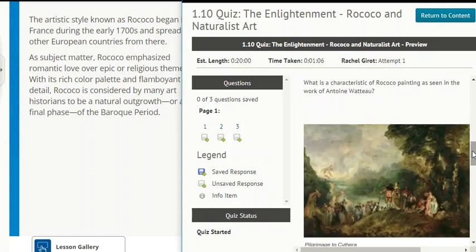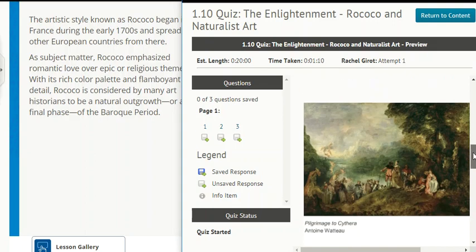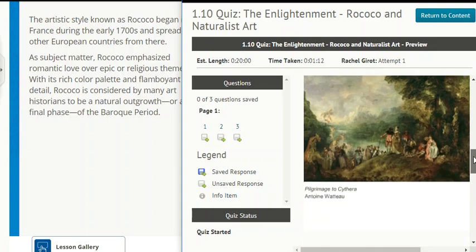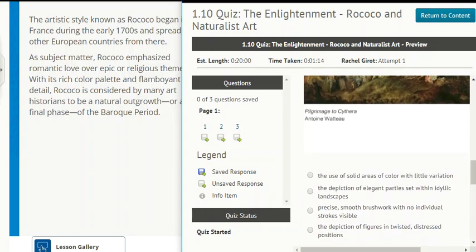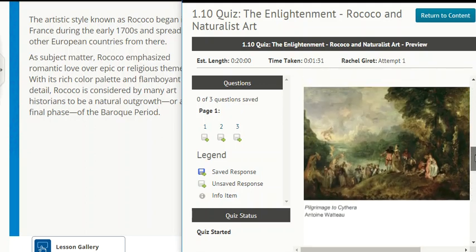Question 2. What is a characteristic of Rococo painting as seen in the work of Antoine Watteau? Is it the use of solid areas of color with little variation? The depiction of elegant parties set with idyllic landscapes? Precise smooth brushwork with no individual strokes visible? The depiction of figures in twisted distressed positions? What's your hypothesis?